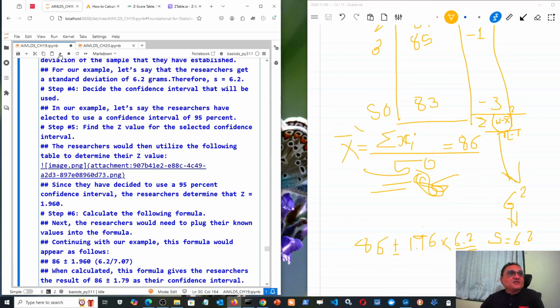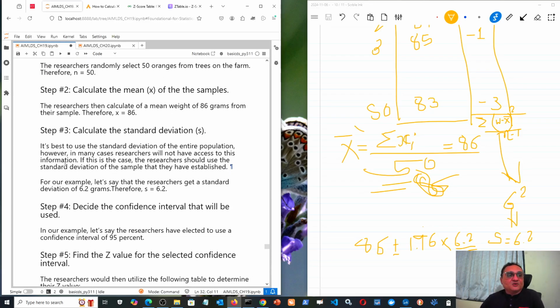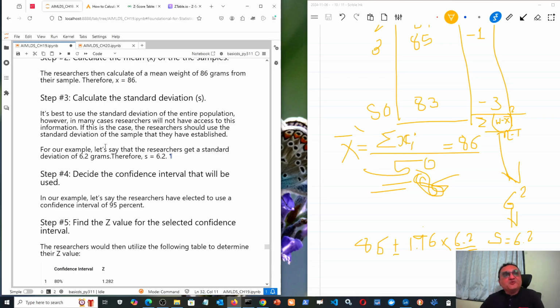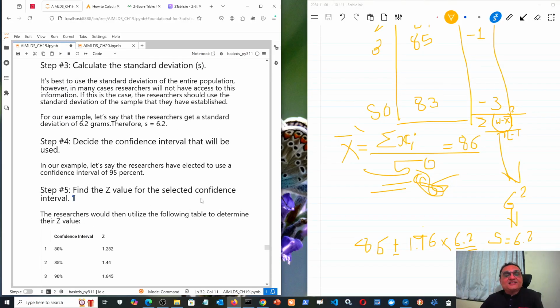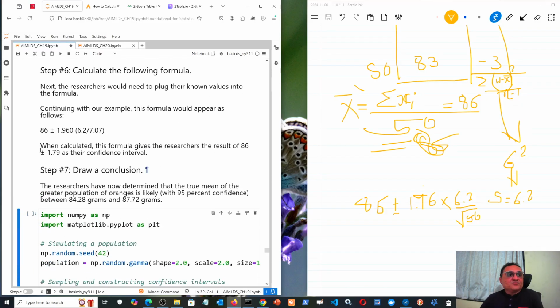Now what is the meaning of this whole thing? Suppose I am the leader of that team, and I have to visit maybe 5,000 orchards spread over the entire United States, and I am given a simple task to ensure that each and every orange comes out within this range, that is 86 gram, plus or minus this much, 1.79 would be allowed, but not more than that.